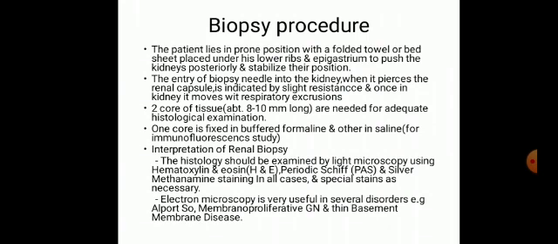Interpretation of renal biopsy. The histology should be examined by light microscopy using routine H&E stain, PAS stain, and silver methenamine staining in all cases, and special stains as necessary. And electron microscopy is very useful in several disorders like Alport syndrome, membranoproliferative glomerulonephritis, and thin basement membrane disease.